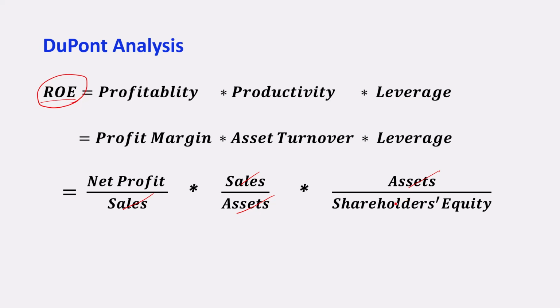ROEs might be similar among companies, but the components of the ROE can be significantly different from each other for these firms. So using this formula allows us to discover the source of a high ROE or discover the source of a low ROE for that matter. So let's look at an example.